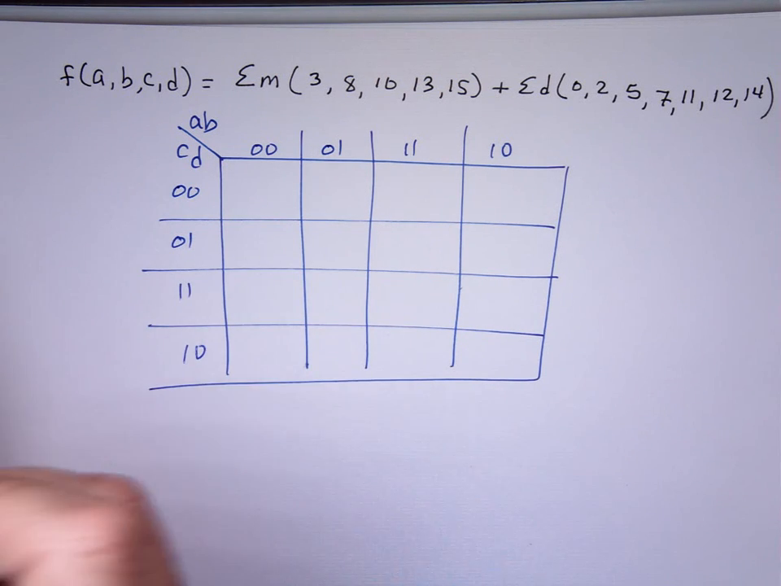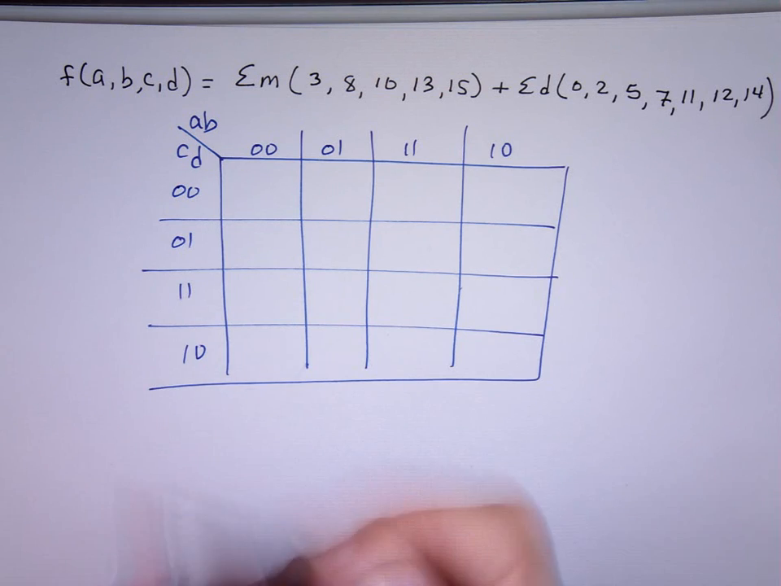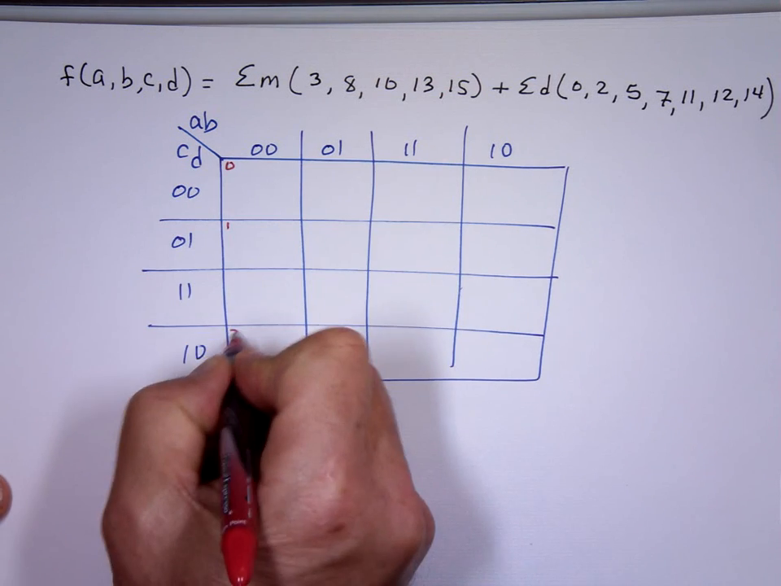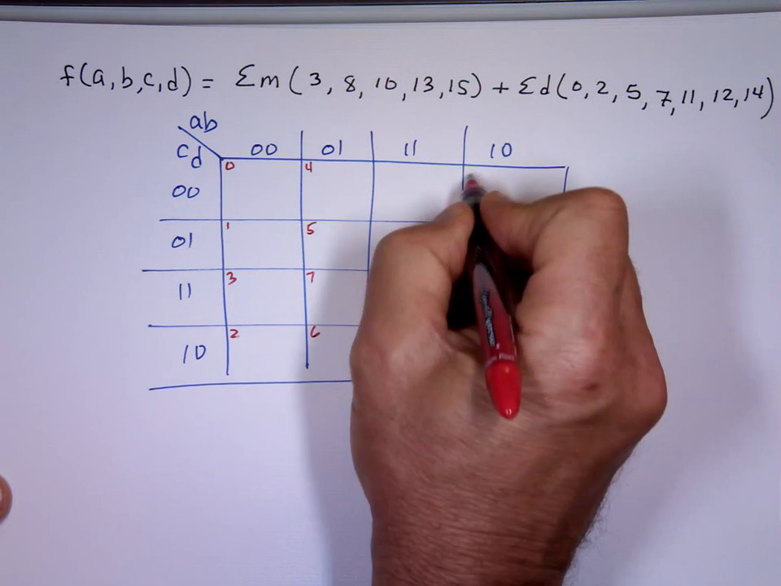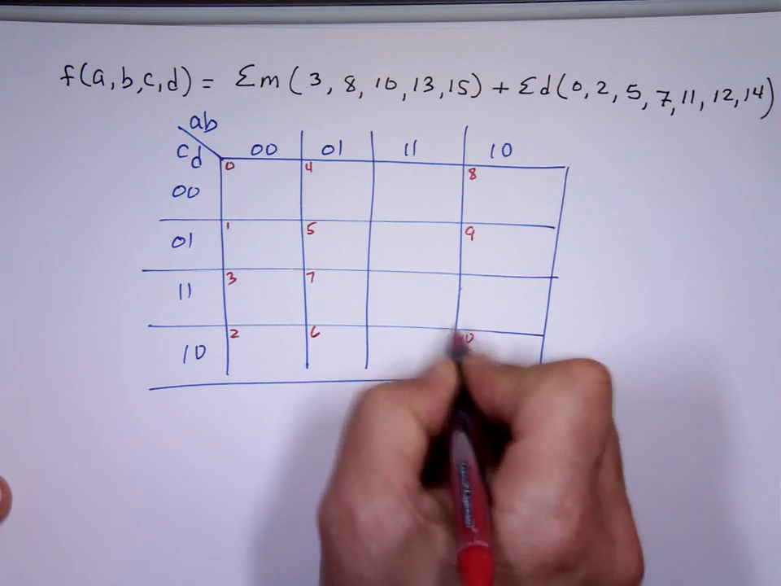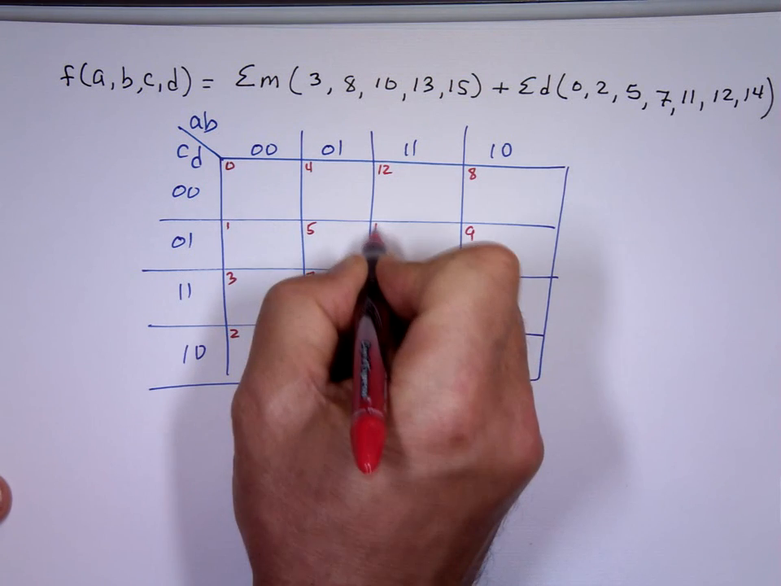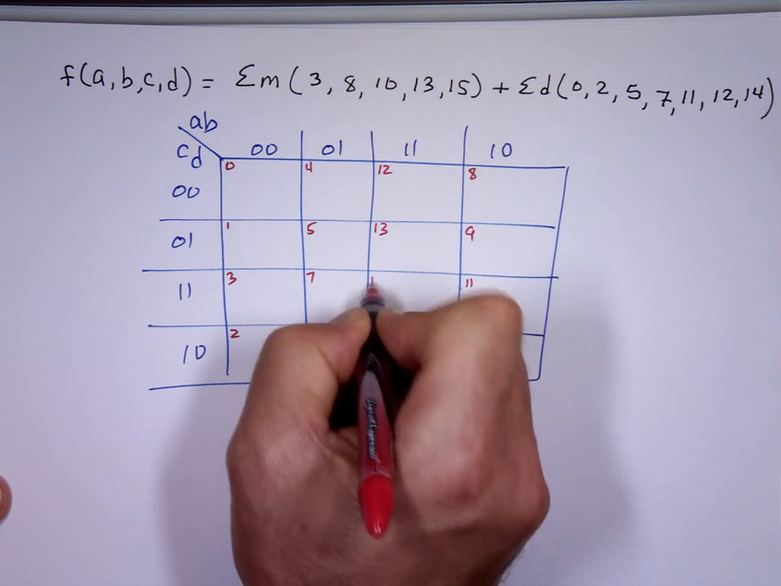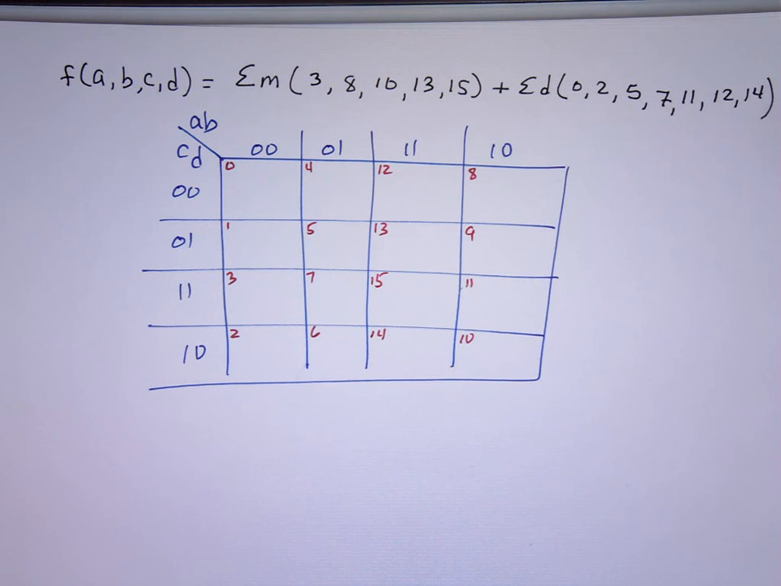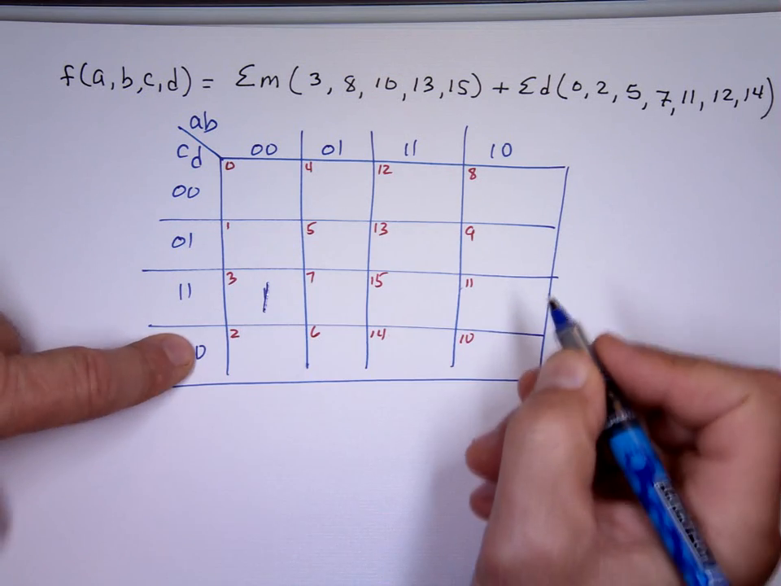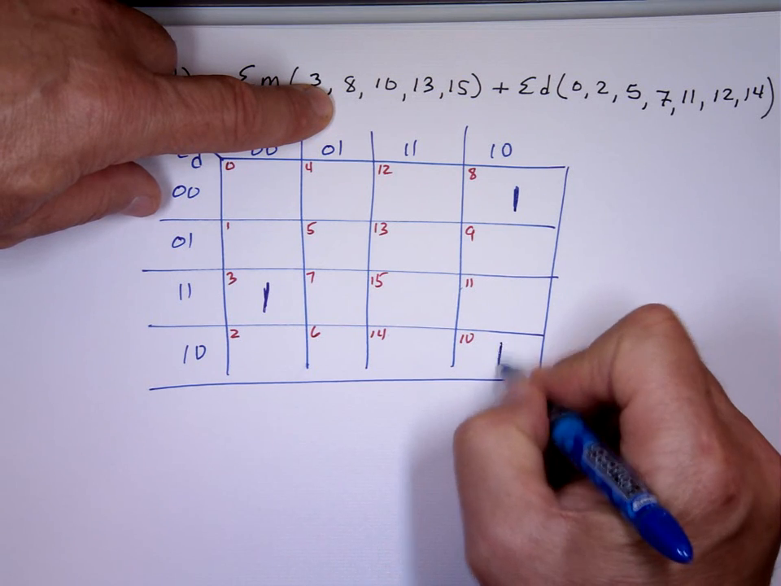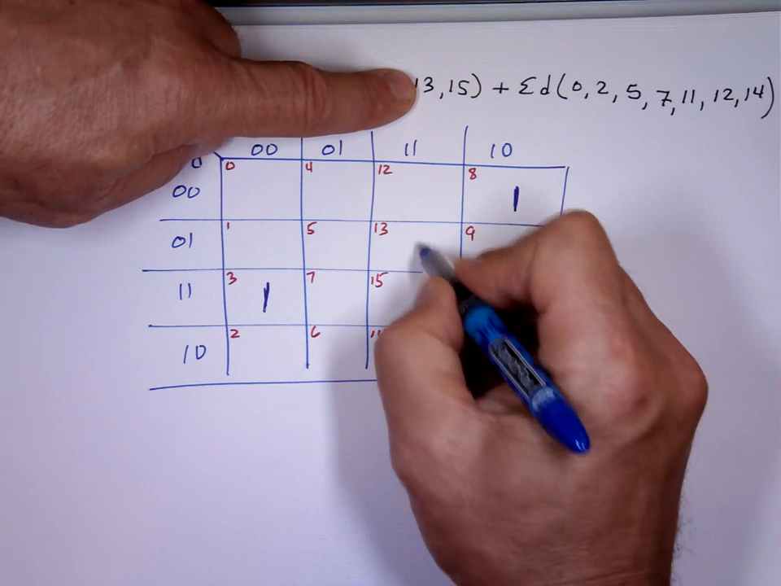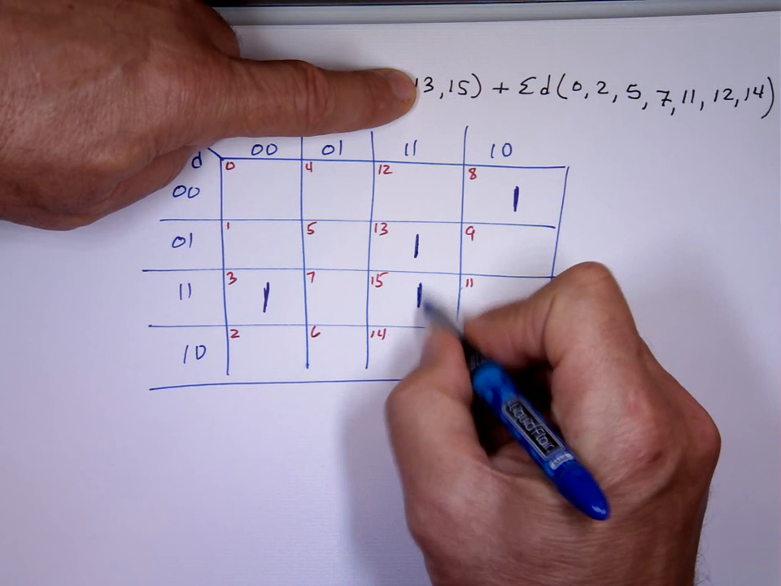Again, in case you forgot, location-wise, 0, 1, 2, 3, 4, 5, 6, 7, 8, 9, 10, 11, 12, 13, 14, 15. I like writing these numbers. It makes it easy on me when I go to put the values. I don't have to count them in my head. I have a value of 1 at 3, at 8, at 10, 13, and 15. There's the ones.